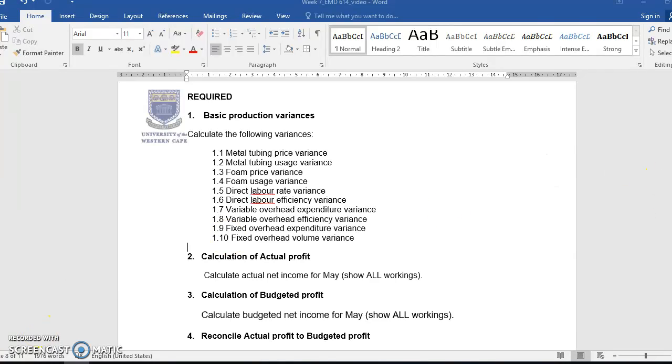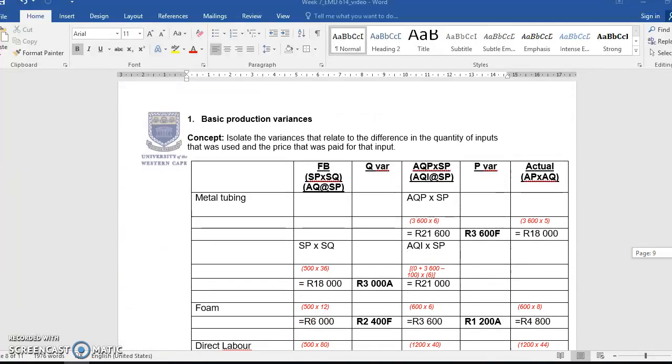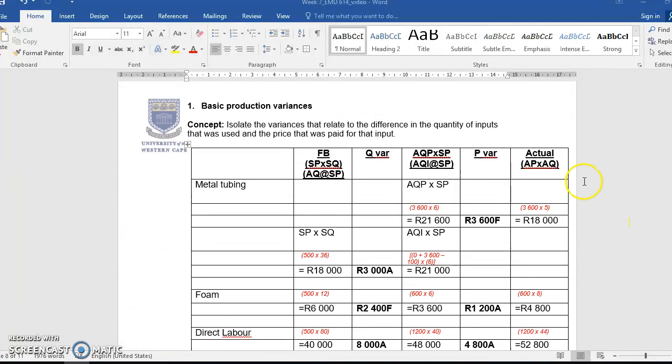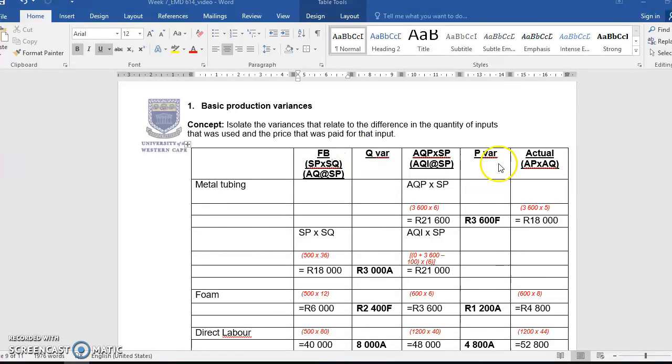Alright guys, so let's start with the calculation of the variance, and we'll start right at the top, metal tubing, price and usage. As we said, we adopt the table method, and those are the headings of the table, and it's easiest to work from right to left. I only say that because the right column is the easiest column. This is the second easiest, and this is the most difficult, the flex budget. But actually, you'll see once we go through it, it's all easy.